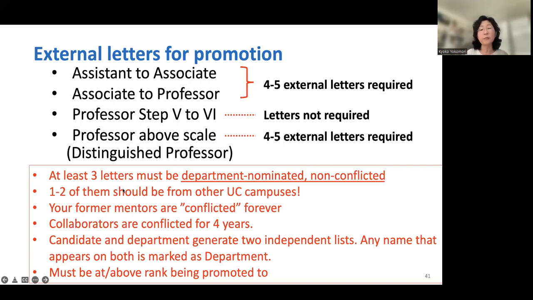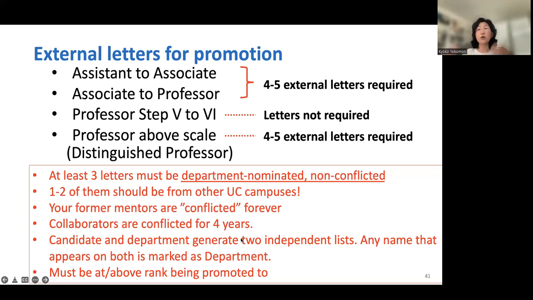But you don't want to fill up these 3 non-conflicted letter slots with all UCs. You want to have some balanced view from outside universities as well. In terms of conflicts, your mentors are conflicted forever, but for your collaborators, if the publication with that person is more than 4 years ago, then they can now be considered non-conflicted. So you can use them as non-conflicted.